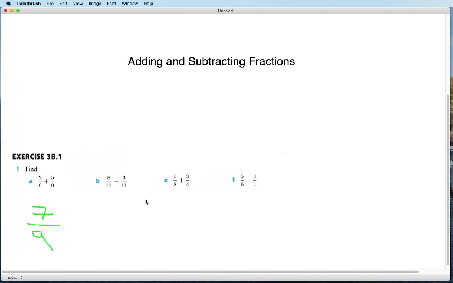All right. Same with this question here. If we want to subtract, we can leave the denominator as an 11 because they're common amongst the two fractions. And you would just have to say 8 minus 3, and that would be 5.